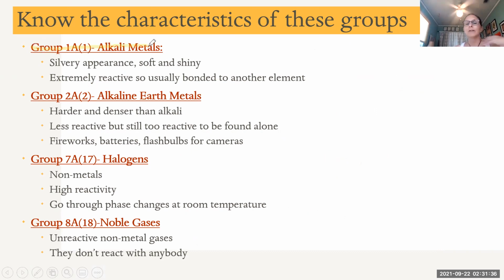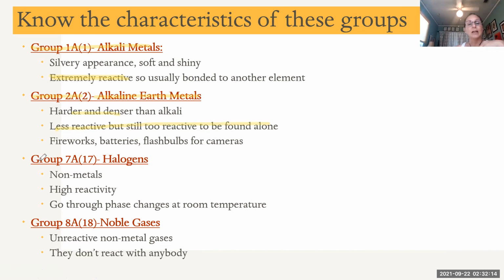We're really not going to go into them, but I could say a little bit about them. The alkali metals are the most reactive. They're extremely reactive. They cannot be alone, so they are usually bonded to something else. It's very difficult to keep them from reacting. They are very sensitive to things. And then you have group 2A, which is the alkaline earth metals. They are still reactive, but not as reactive as group 1A, but they're still so reactive that they're typically not found alone. And they're harder and denser than the alkali metals.